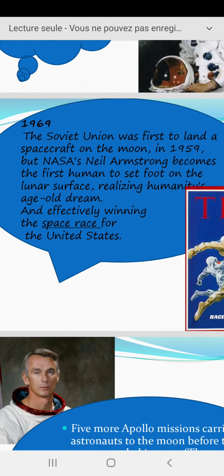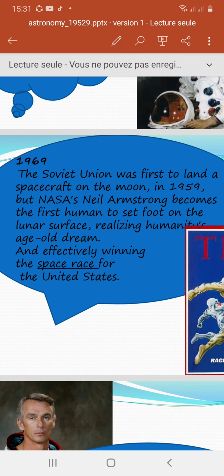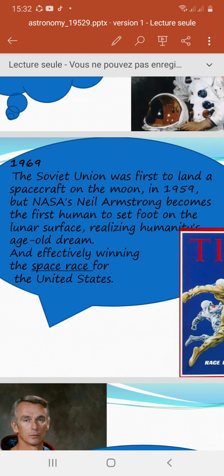In 1969, the Soviet Union, Russia today, in the past, it was the ex-Soviet Union, was the first to land a spacecraft on the moon.